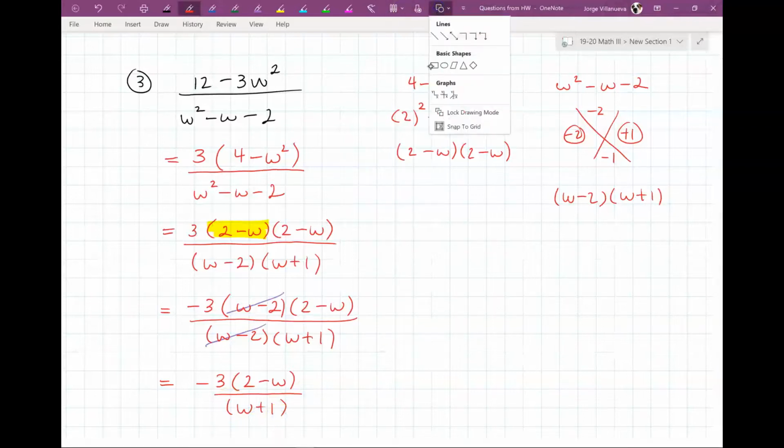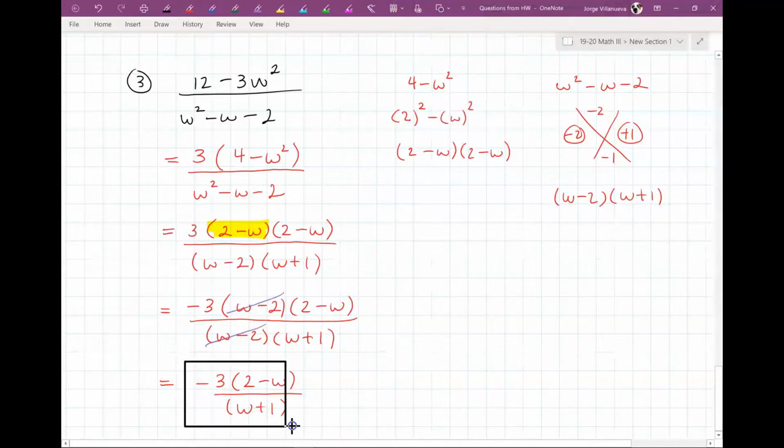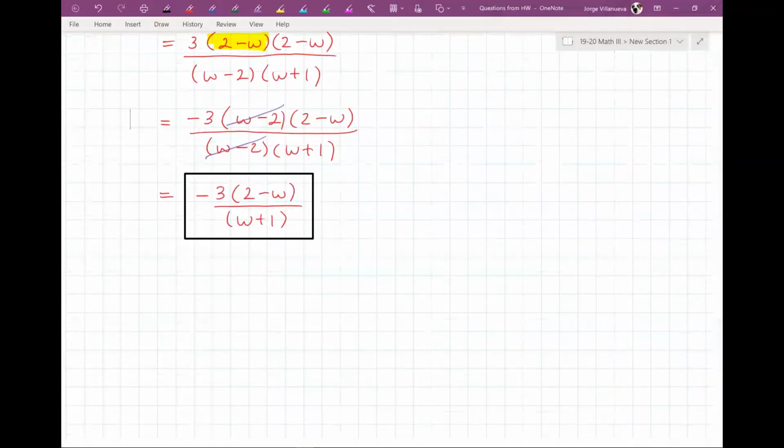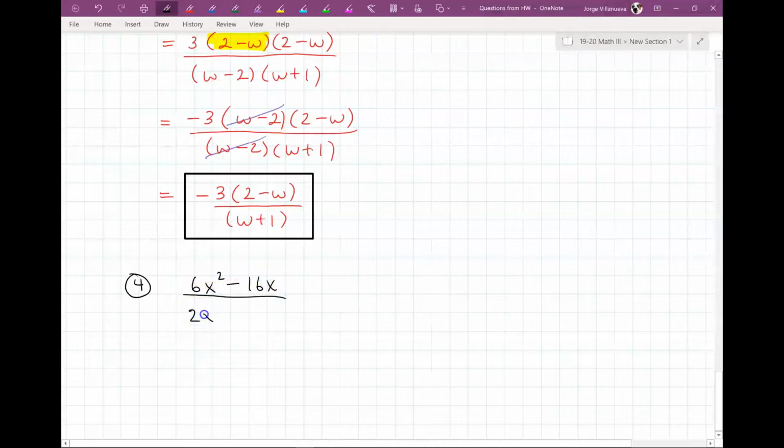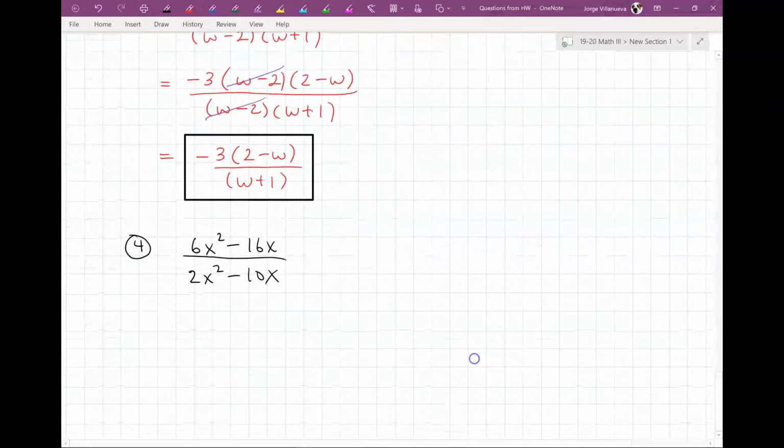So there's that one. And I'll try doing that last one right now. Question number 4 looked like this: 6x squared minus 16x over 2x squared minus 10x. So I'm going to have to factor here. On the very top, I can take out a 2x. That leaves me with a 3x minus 8.